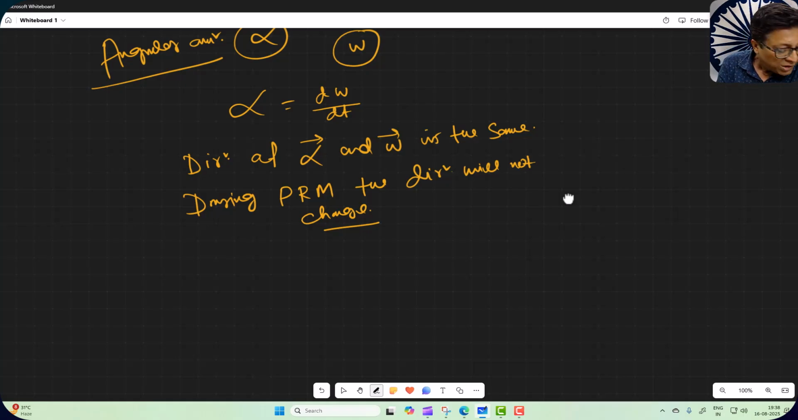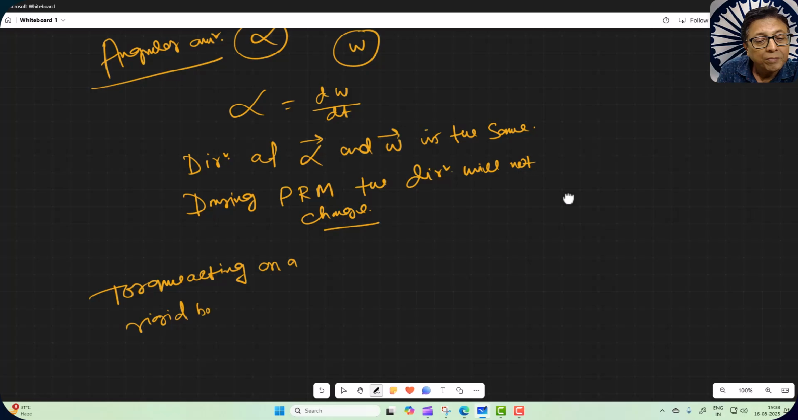Okay. Now we are going to define torque acting on a rigid body. Okay, before that, let us do torque acting on a particle.